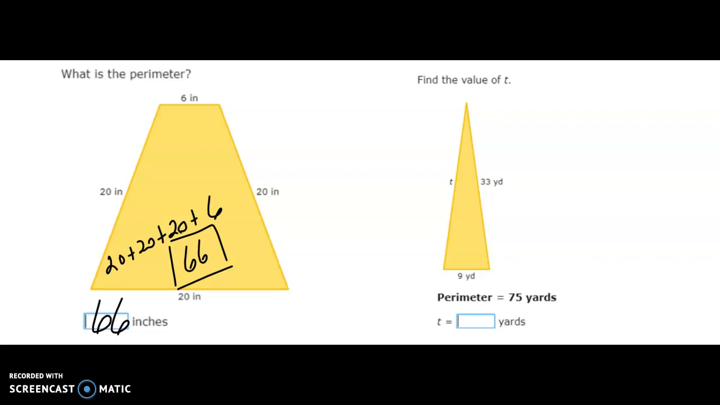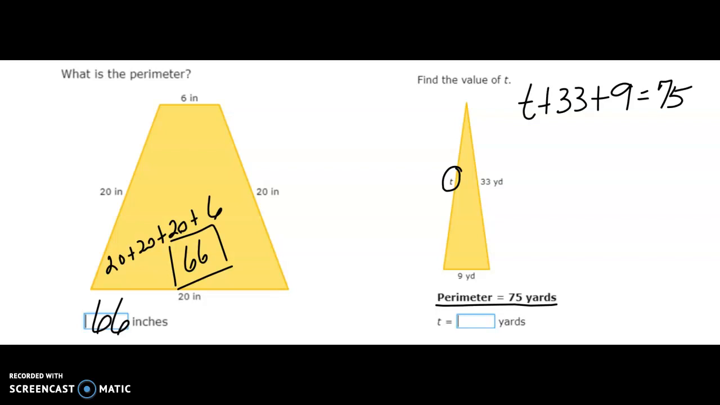Okay, and the value of t. Okay, so on this one, it gives you the perimeter. It tells you that when you add all 3 of the sides up, you're going to get 75. But it wants to know what length t is. And you can't just assume that it's 33, even though it really looks like 33 because they look like they're the same length. We can't assume that, so to do that, it would have been t plus 33 plus 9. If I added all 3 sides up, what should I have gotten?